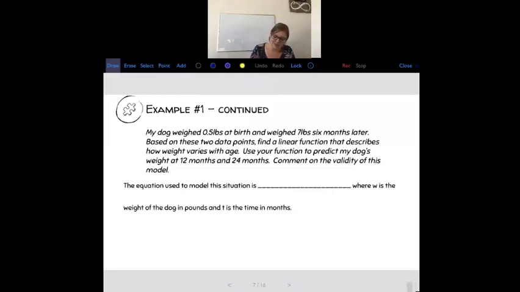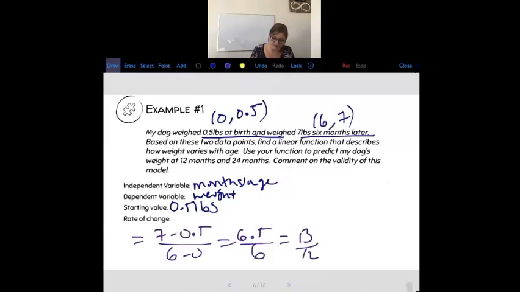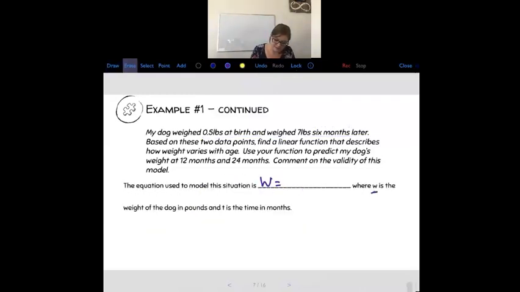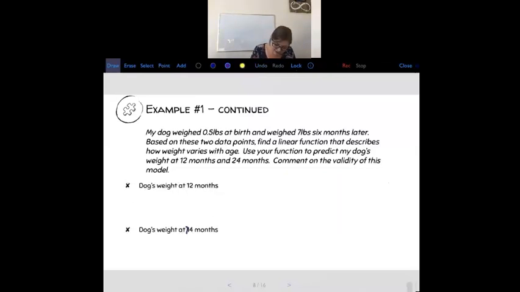Okay, so W is our dependent variable or plays the role of y, so we're going to have W is equal to our rate of change, which was 13 over 12. And we're writing it in terms of T, so instead of x we have T, and then plus the initial value, which was 0.5 or 1/2. So this is what our equation would look like. Next, we'll use this model to predict my dog's weight at 12 months and 24 months, and then we'll talk about the validity of the model.